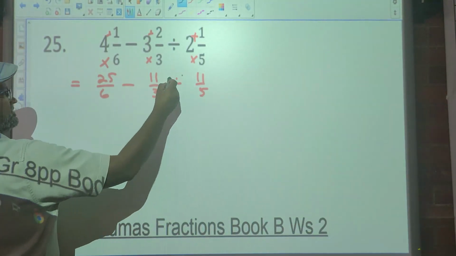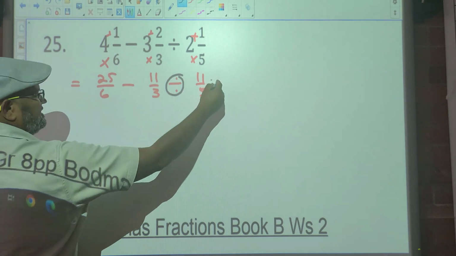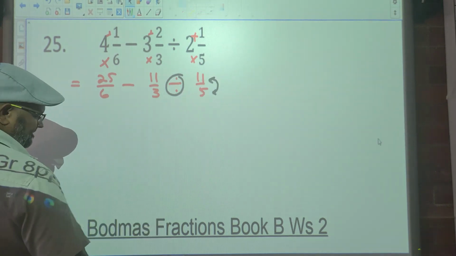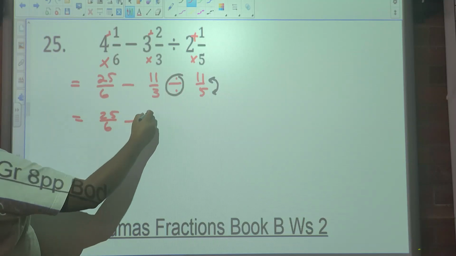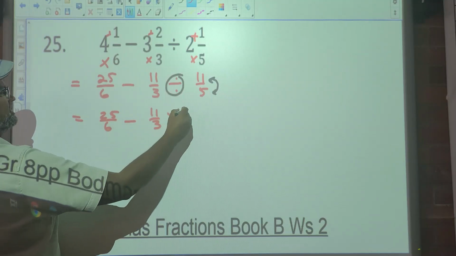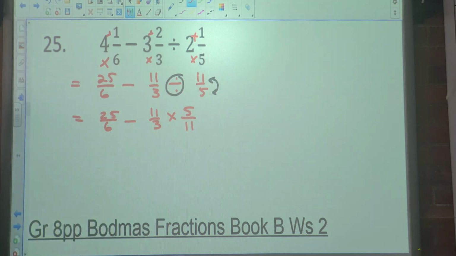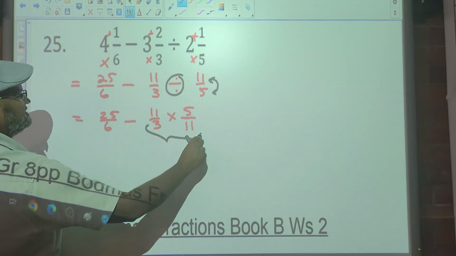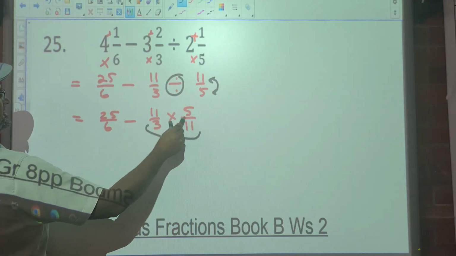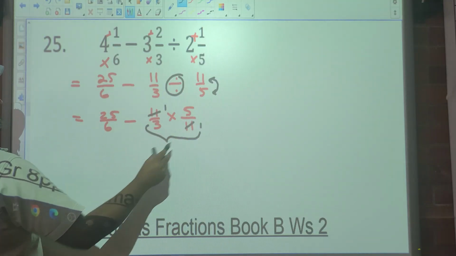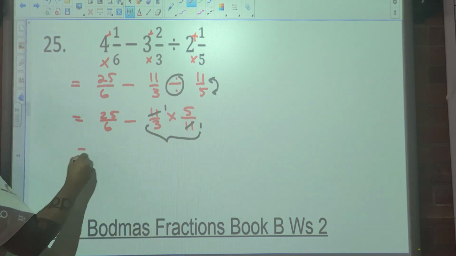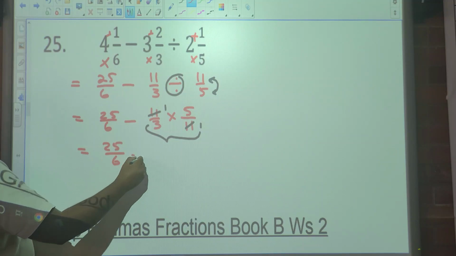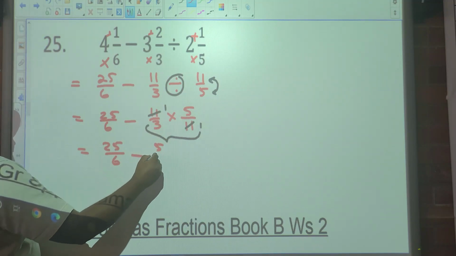So we're going to change this to multiplication, tumble and times. So it's going to be 25 over 6 minus 11 over 3 multiplied by 5 over 11. Is there anything you can cancel here? Remember, we need to do multiplication first. Anything you can cancel here? Yes. 11 goes into 11 once, 11 going into 11. Anything you can cancel here? No. So it's 25 over 6 minus 5 over 3.